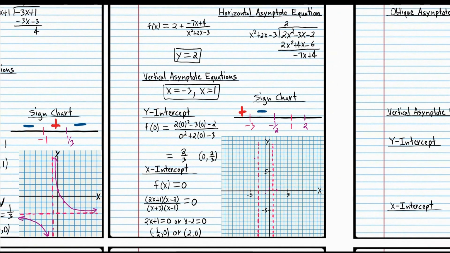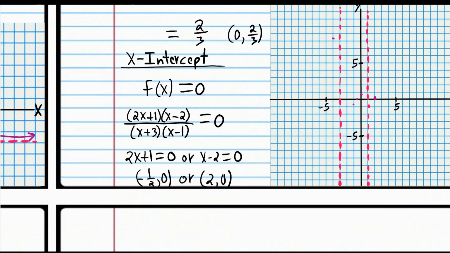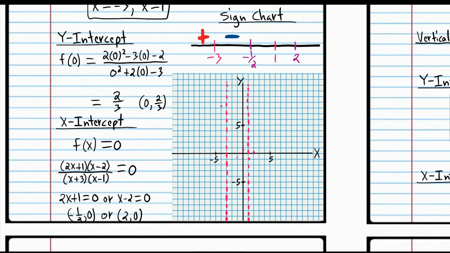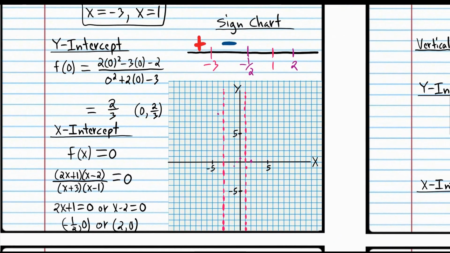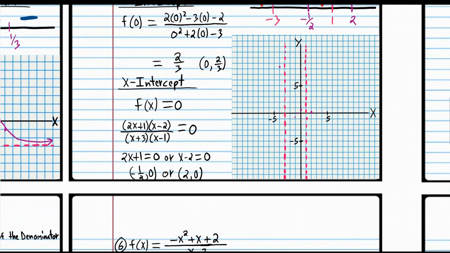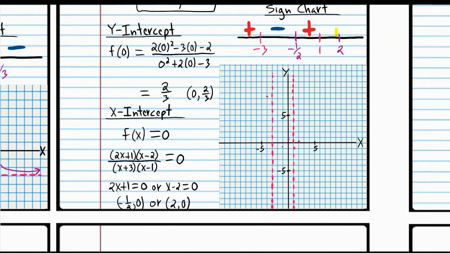Let's try plugging in 0 now. If we plug in 0, well, we already did that. We got 2/3. So our y values are going to be positive at that part. Let's try plugging in 1.5. That's this region here.